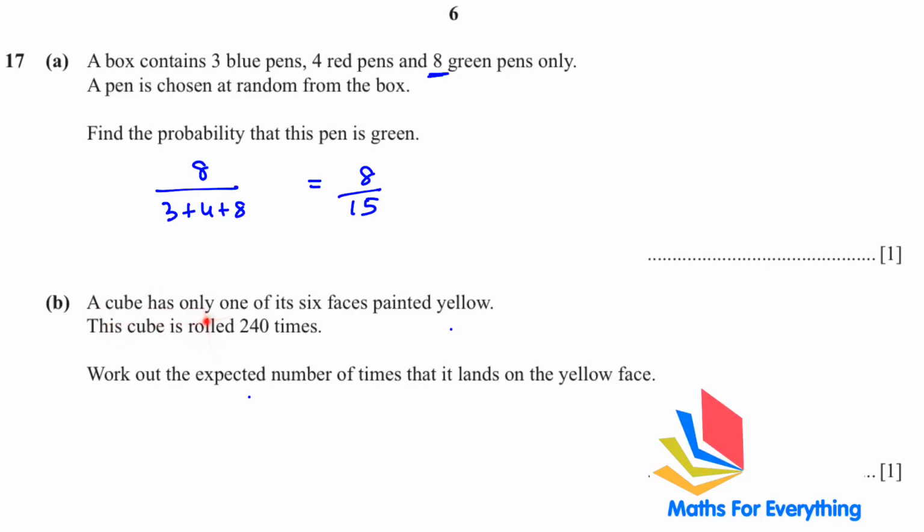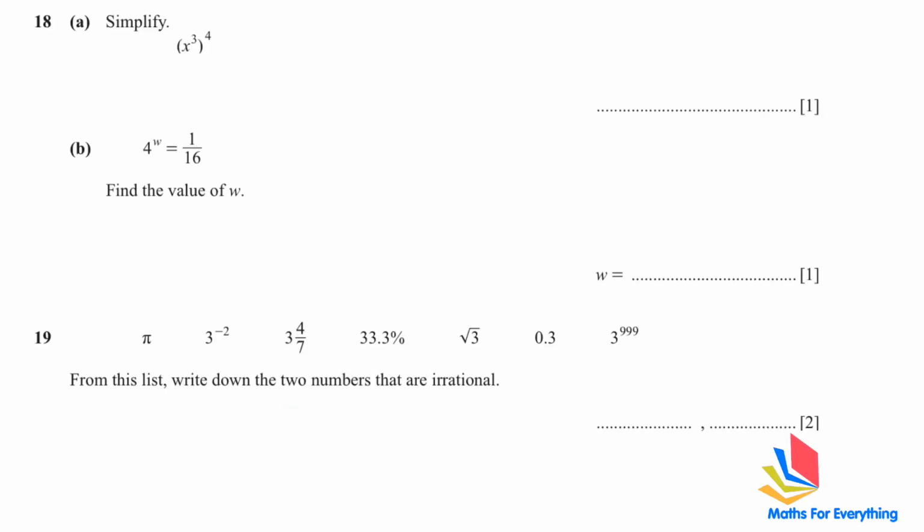17b. A cube has only one of its 6 faces painted yellow. This cube is rolled 240 times. Work out the expected number of times that it lands on the yellow face. So a cube has total 6 faces, but only one is painted yellow. So 1 over 6. And it is rolled 240 times, so multiply by 240. This will give us 40. So that is the number of times that it is expected to land on the yellow face.